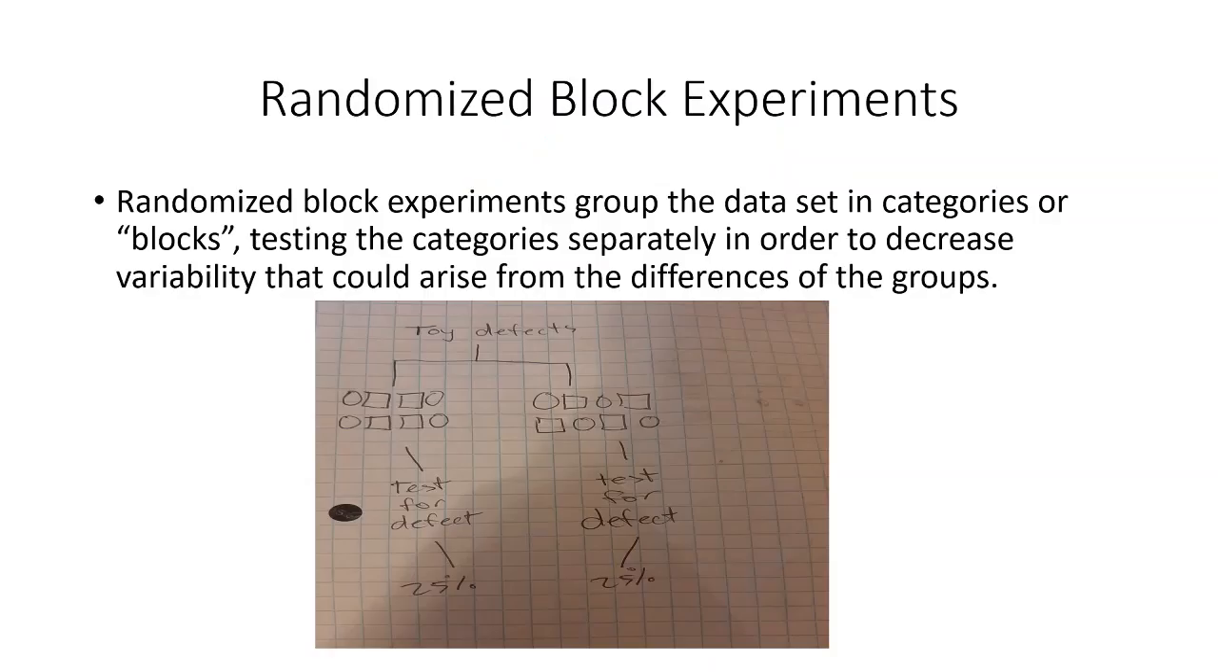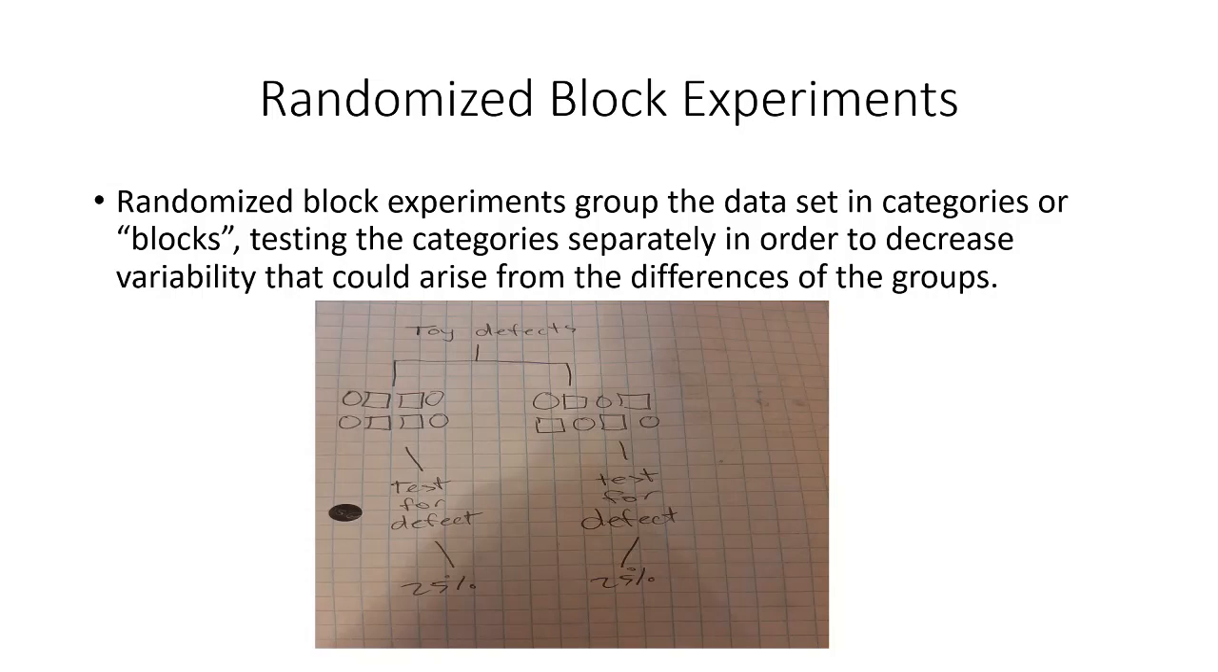One example an engineer might utilize randomized block experiments for is testing defects for a toy company. The toy manufacturer wants to decrease the defects in order to increase profits. The manufacturer wants to get rid of certain parts if they are defecting more often.